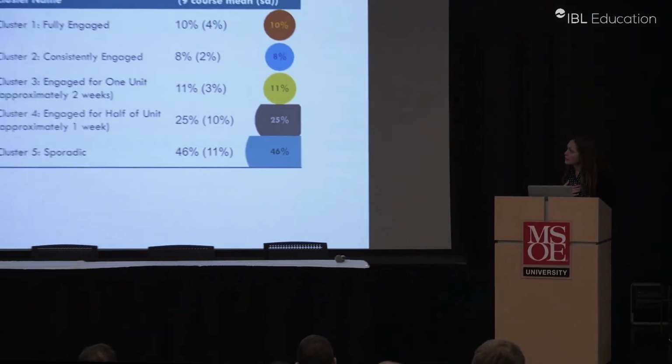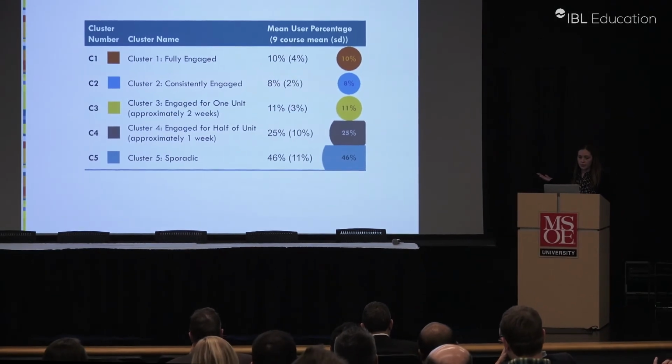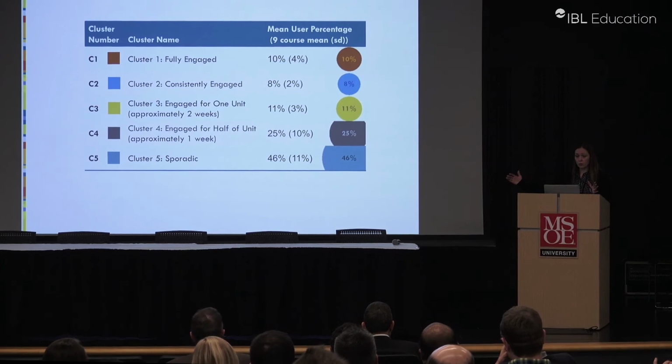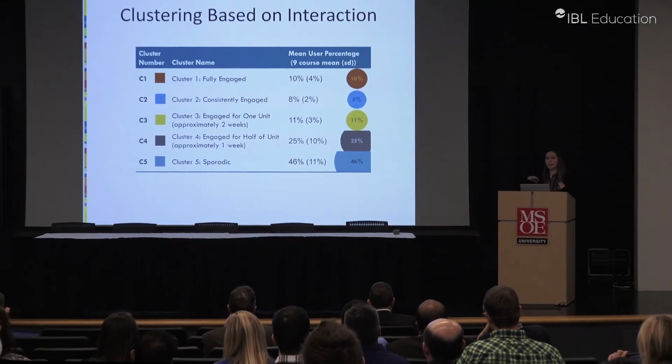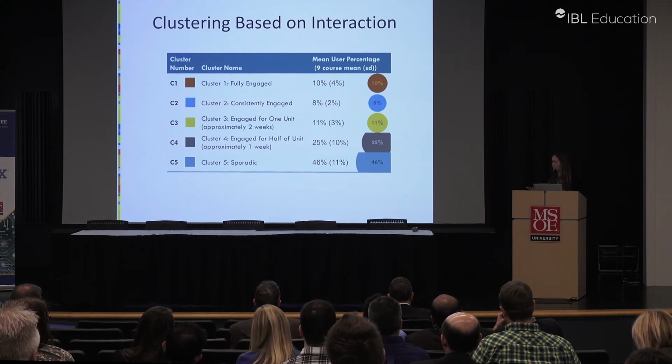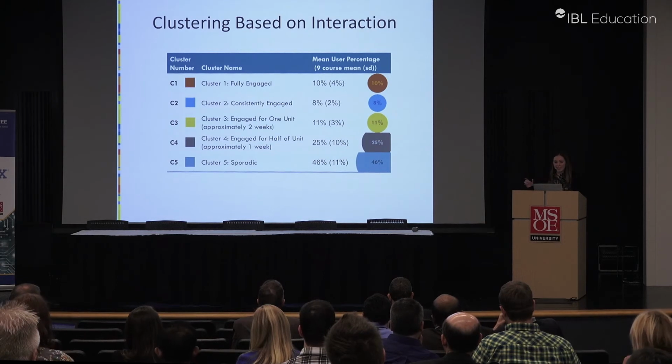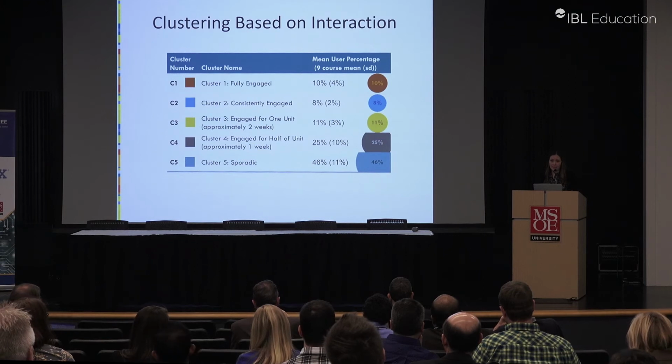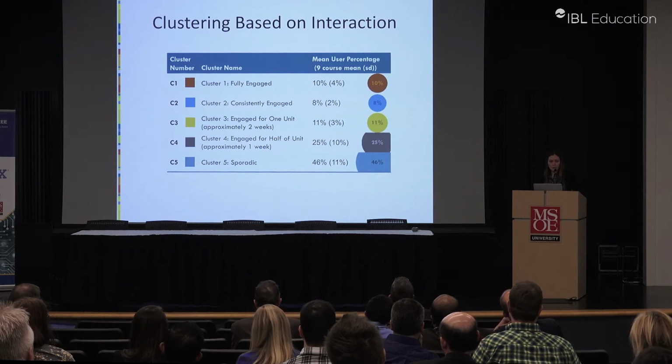And so here we're looking across 9 courses, and what we see is that about 10% of them in total are what we call fully engaged, or they at least touched almost everything in the course. Cluster 2, consistently engaged, touched most things in the course. Then cluster 3, about 11%, stay engaged for about 1 unit. They interact with that. And then cluster 4 interact with about half of a unit or 1 week. That's about 25%. And then the sporadic group across these 9 courses is about 46%. And then the standard deviations are there.